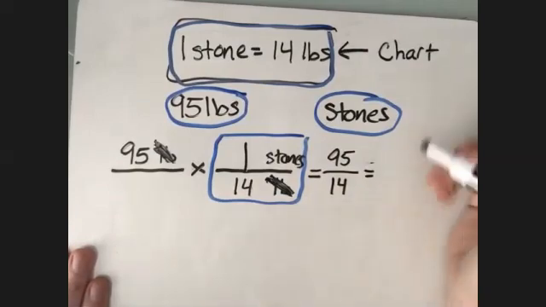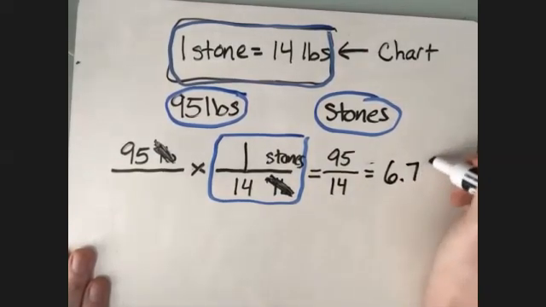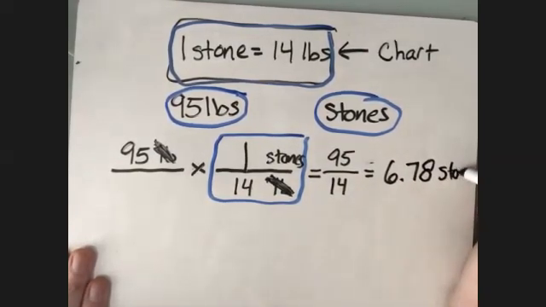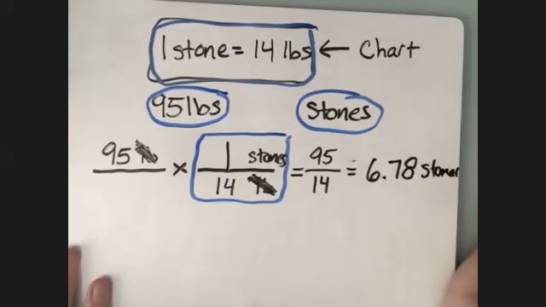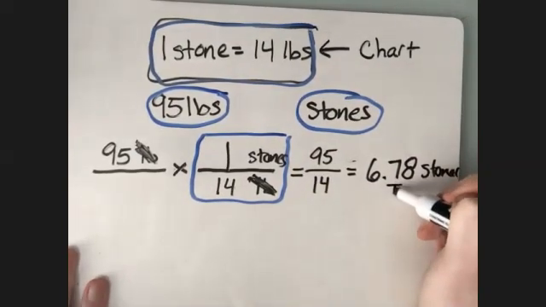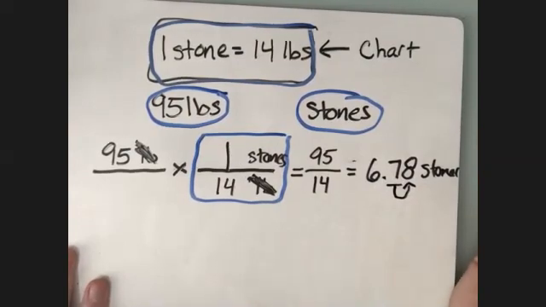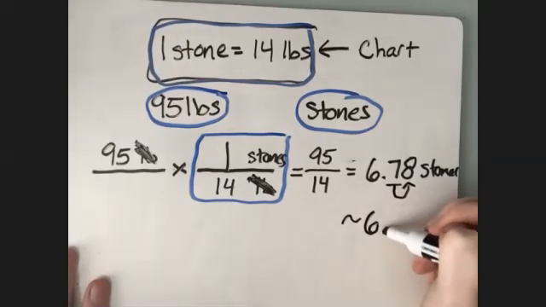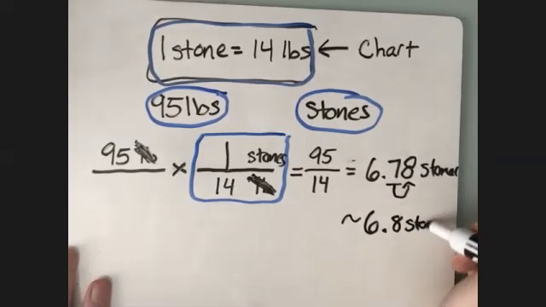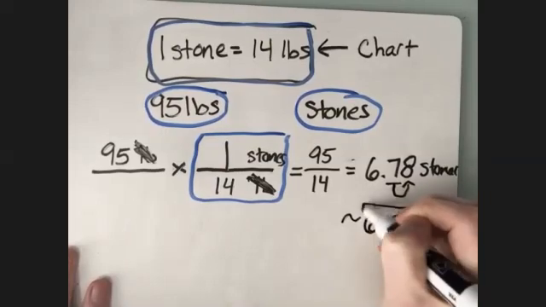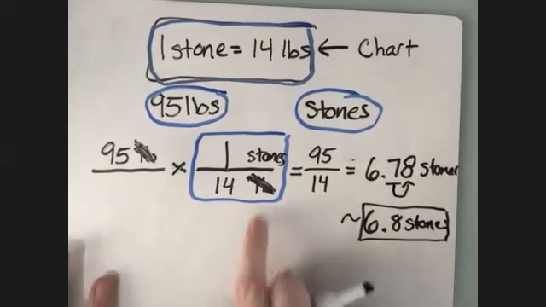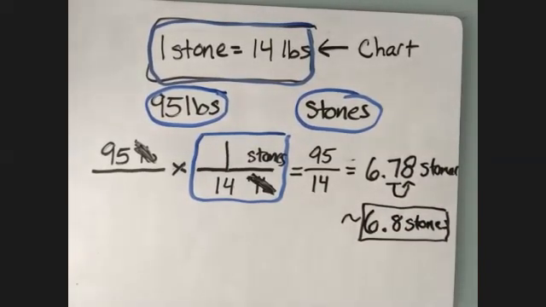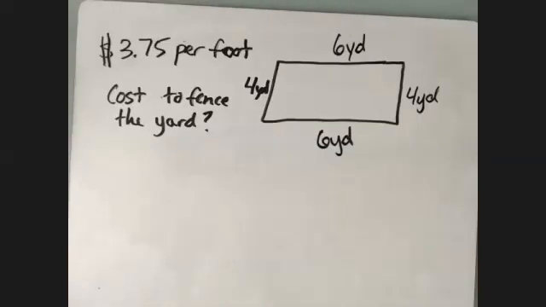When you divide this, you get 6.78 stones, and it says to round to the nearest tenth. So you find that tenth place, which is your dimes, and you look at the next one. 5 or more, round up. So that means this is about 6.8 stones. So that would be a single conversion. In a single conversion, you are only changing one unit, so you wouldn't have green, you would just use the blue.